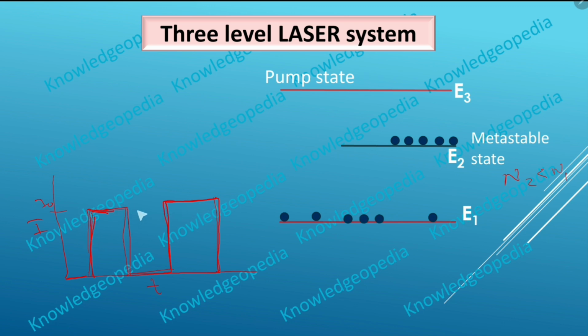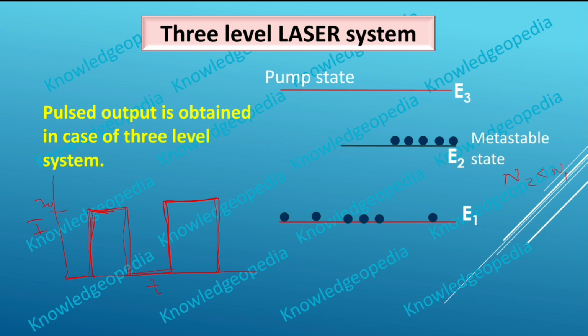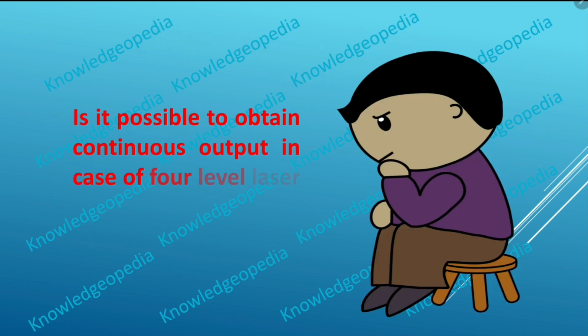That means we are getting the output in a pulsed manner, right? We are not getting the output continuously. Thus, in the case of a three-level laser system, pulsed output is obtained. So we have seen that in a three-level laser system it is possible to obtain population inversion and hence some laser output, but it is in the form of pulses. It is not continuous. So can we get continuous output in a four-level laser system? Please think over this. We will be discussing this in the next video.